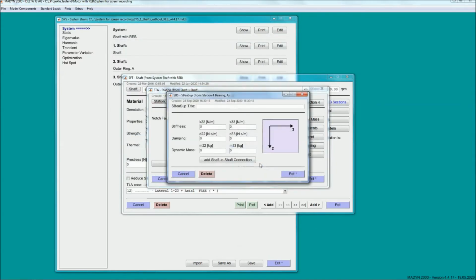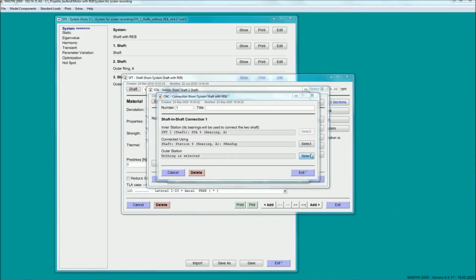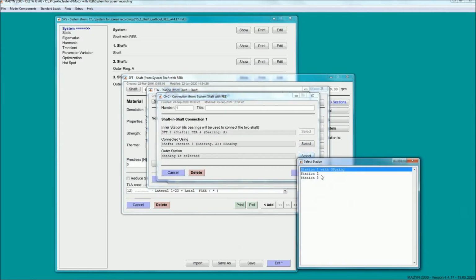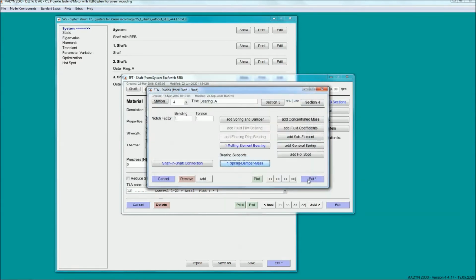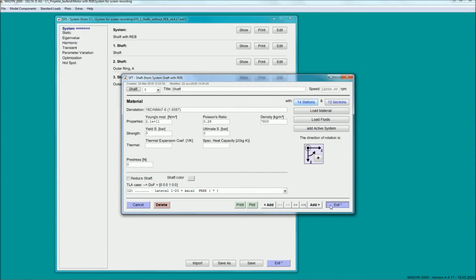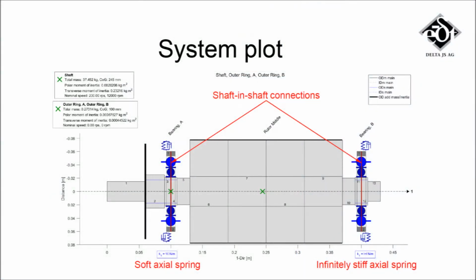Between the motor shaft and the outer bearing races, shaft-in-shaft connections via the rolling element bearings are created. For this purpose, so-called SBS connectors are needed. The outer race of the left bearing, where the preload will be applied, has an axially soft spring to the ground. The outer race of the right bearing is axially fixed with an infinitely stiff spring.